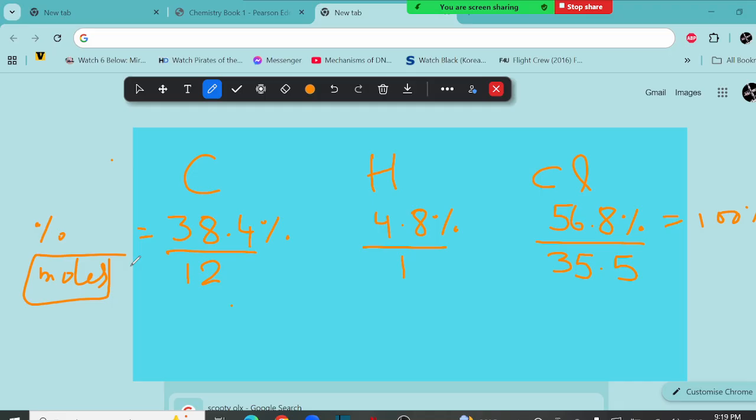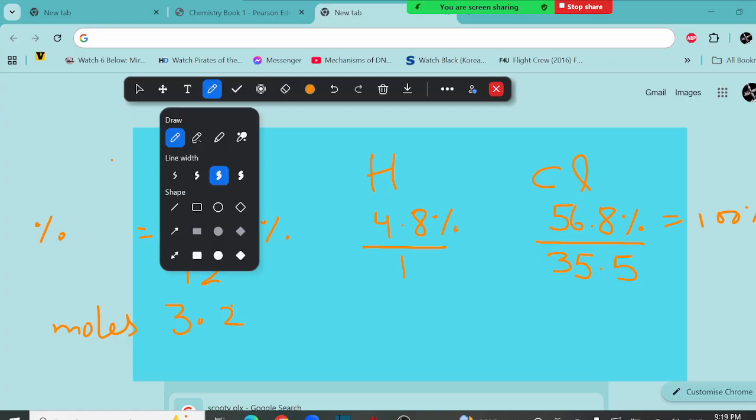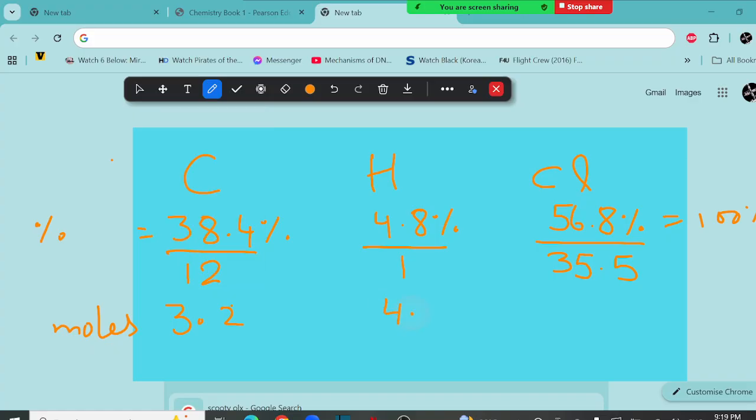35.5. When you divide, 38.4 divided by 12 will give you 3.2. Remember, these are the moles and you are not going to round off any number of moles, otherwise it's a wrong answer. 4.8 divided by 1 is going to be 4.8. The chlorine is 56.8 divided by 35.5, which gives you 1.6. These are the moles.